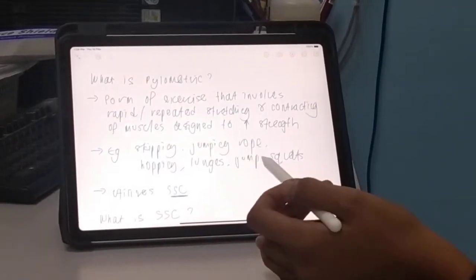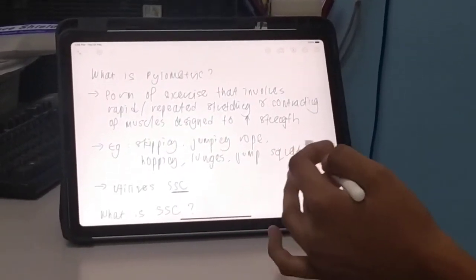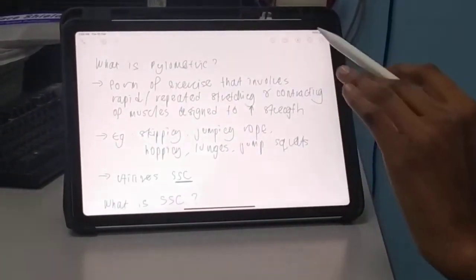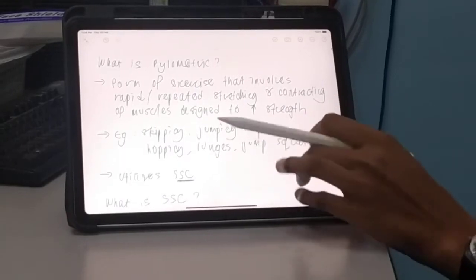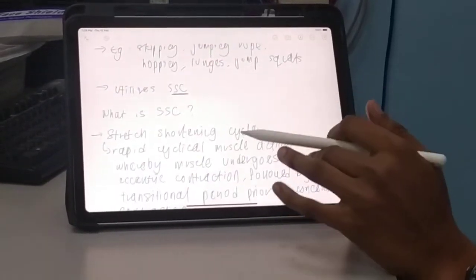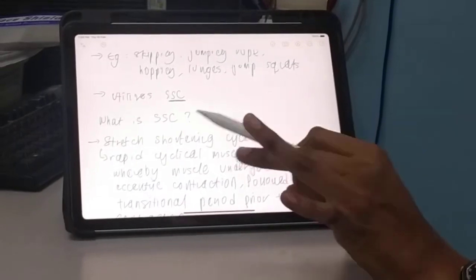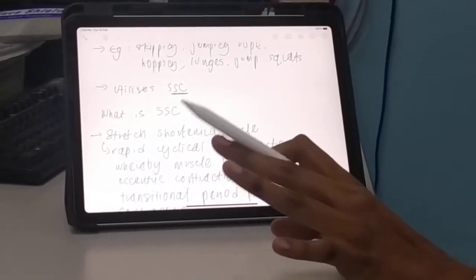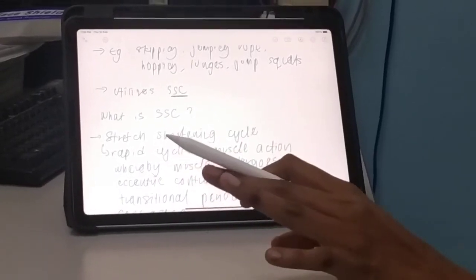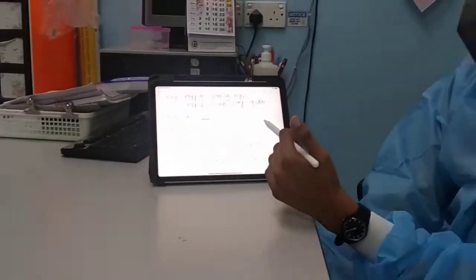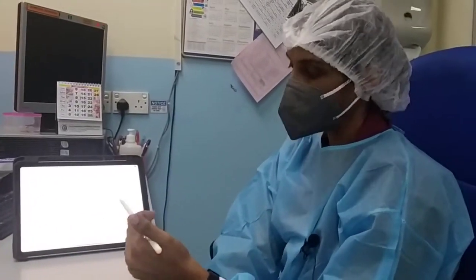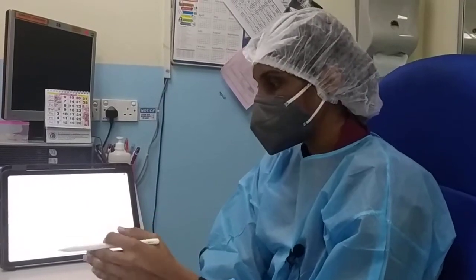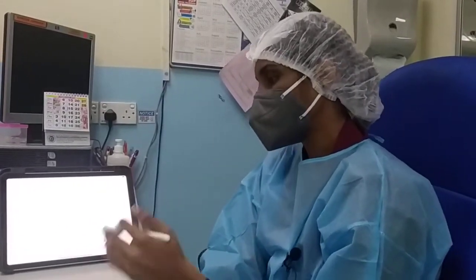Examples of plyometrics are usually skipping, jumping rope, hopping, lunges, and jump squats. The plyometric and SSC are the same; it utilizes the SSC. If you see, the SSC has three phases: the eccentric, amortization, and the concentric. The eccentric is usually the lengthening, and the amortization is usually the transitional period between the eccentric and the concentric.